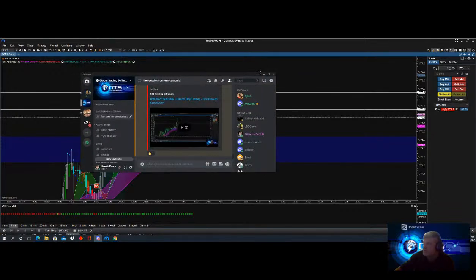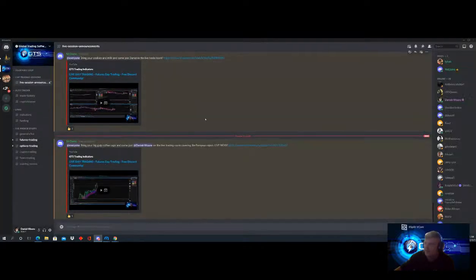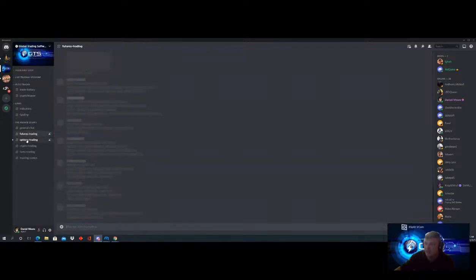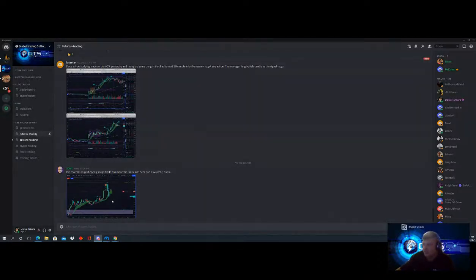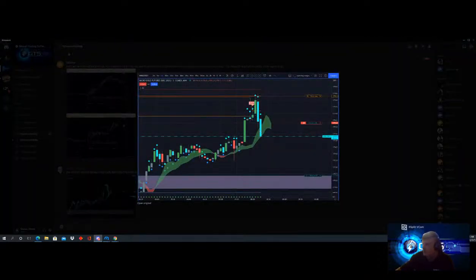All right, so this is the Discord. This is the Discord right here, and live trading, bam, there we go. This is the kind of stuff that you'll see in the Discord right here. This is Paul's chart right here. So this is what the Discord is about, right?